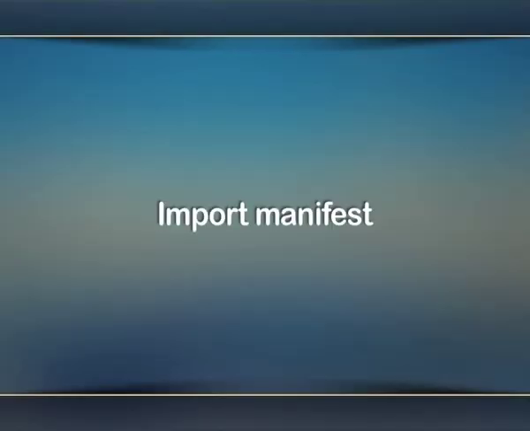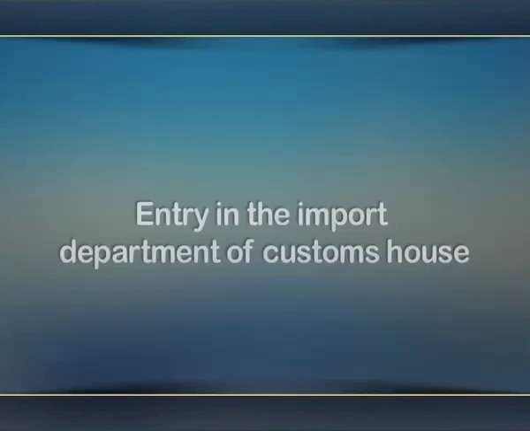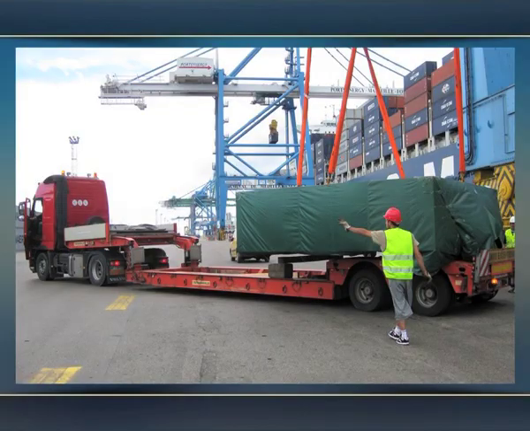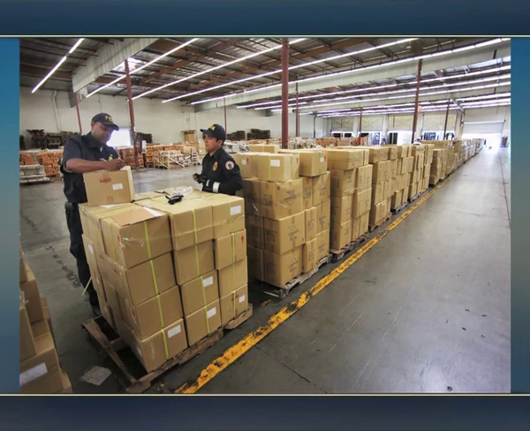Import manifest. It is a complete list of all items the conveyance carries on board, including those to be transshipped and those to be carried to the subsequent ports of call. Entry in the Import Department of Customs House. On receipt of information regarding the arrival of the goods, the importers or their agents have to make an entry by filing a bill of entry in a prescribed form in the Import Department of Customs House.